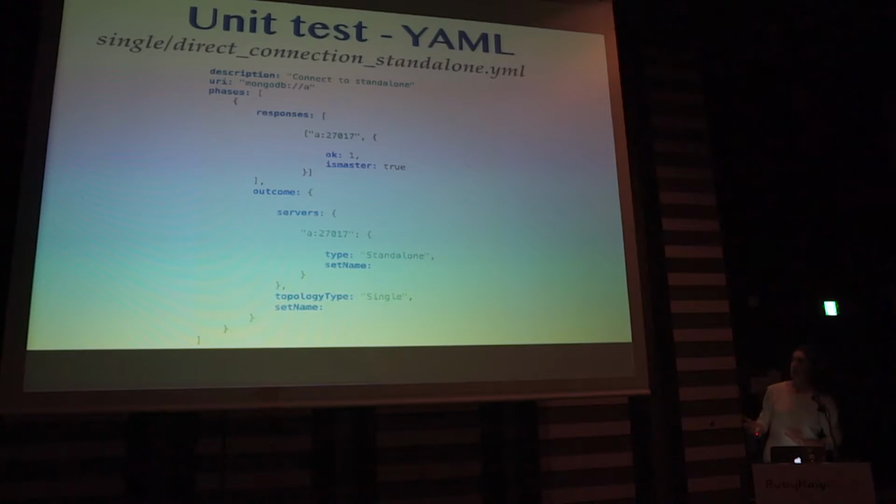So the structure of the YAML is there's a description of the test, there's a URI that the driver uses to instantiate an instance of the client to the database. There are phases, and you'll see in a further example that you can have many phases, but in this case there's only one response. That indicates the driver pinged a server, got this response back, and then at the end is the outcome. So the outcome state of the driver is it knows it has one server, the type is standalone, and the whole driver's view of this cluster of one server is that it's a single topology.